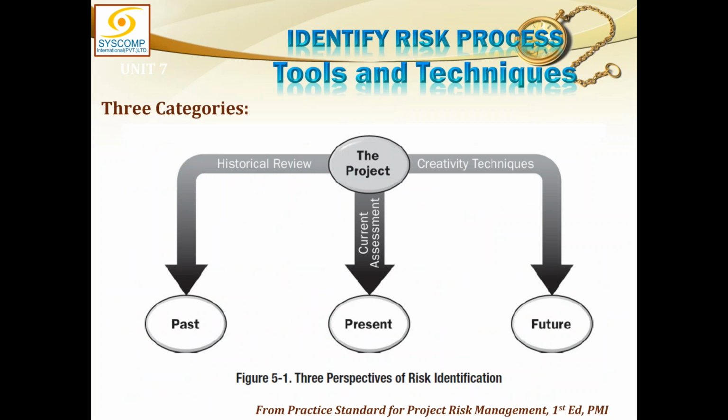Now, we have already talked about the tools, but still, let's talk about the tools from another perspective. That is, all the tools for risk identification could be categorized into three categories: past, present, and future. From the past, we get the historical review, historical information, lessons learned. All this will help us to identify certain kinds of risks.